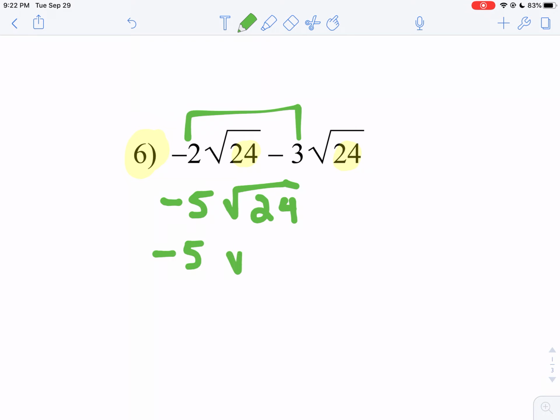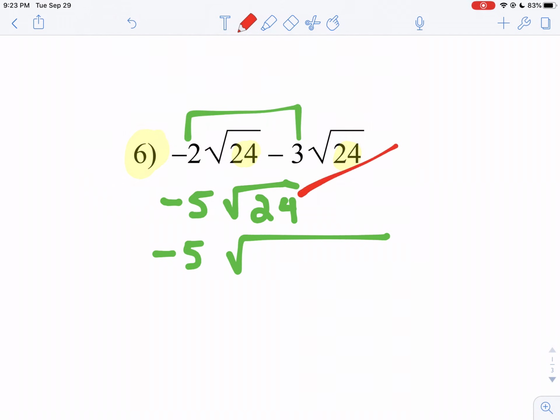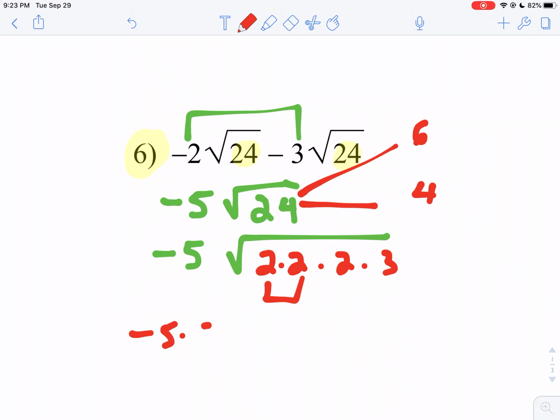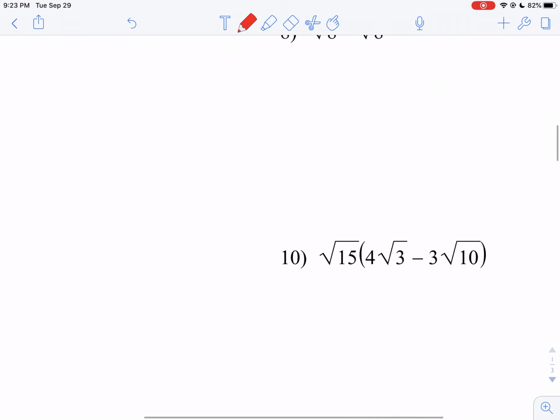So we're just going to break it down. 24 is the same thing as 6 times 4. And I'm going to break down the 4. That's 2 times 2, and 6 is 2 times 3. You are looking at the square root, so you can take a 2 out. So you have -5 times 2, and then you have a 2 times 3. Last step, multiply all the numbers outside, and then multiply all the numbers inside, and hopefully that is the answer that is in the key. So that's just review.